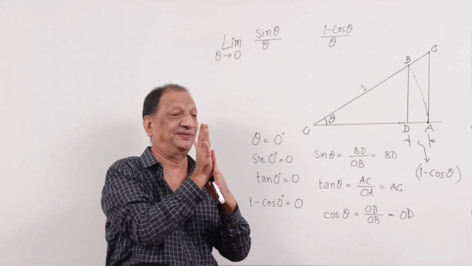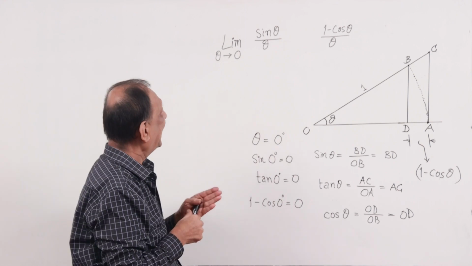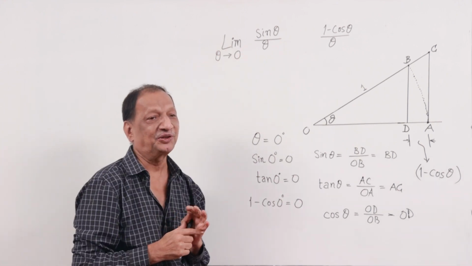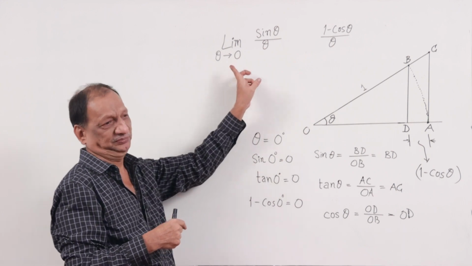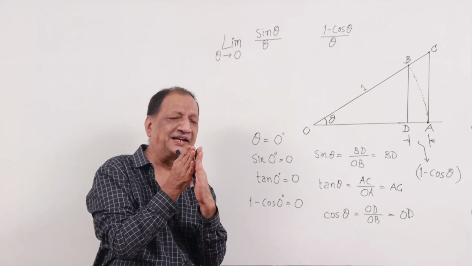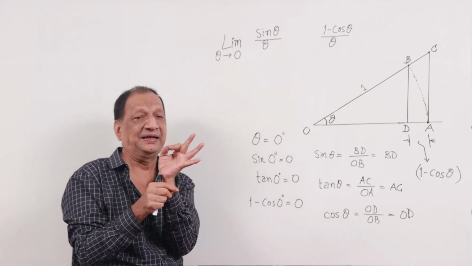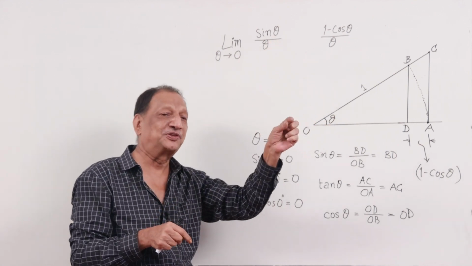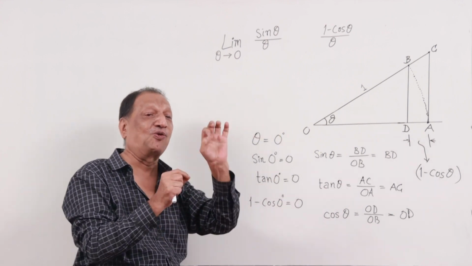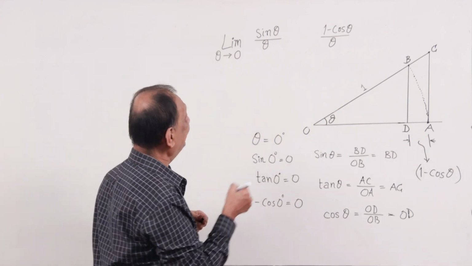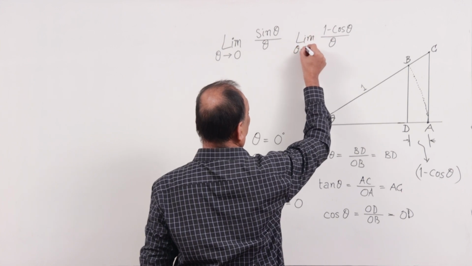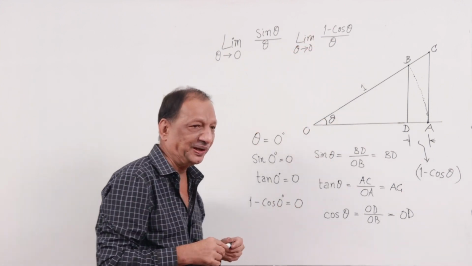Epsilon neighborhood. I want to see sin theta by theta has a corresponding, actually this is a delta neighborhood. So I can reach any delta neighborhood of 0 I can take. And I want to prove that sin theta by theta will be in the epsilon neighborhood of some real value. I want to know what is that real value. Same way, I want to look at the limit as theta goes to 0 of 1 minus cos theta by theta.